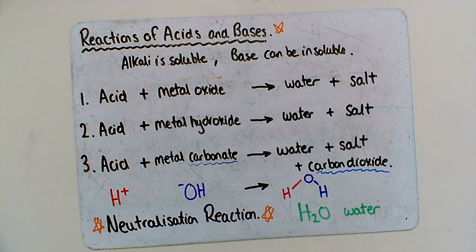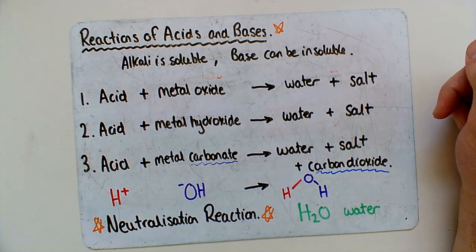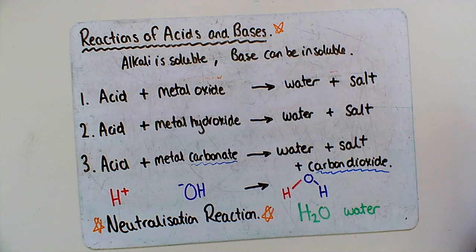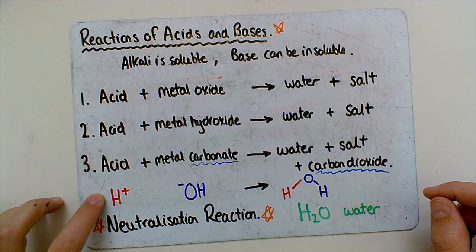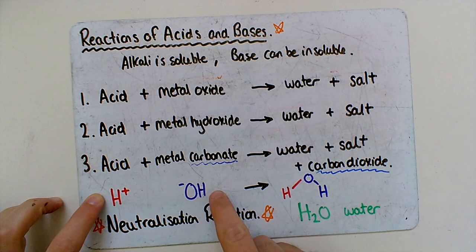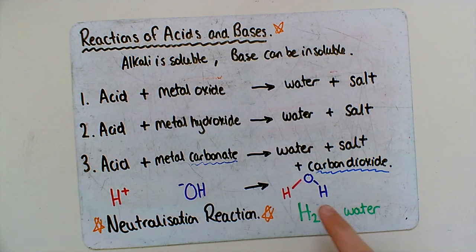Today we looked at the reactions of acids and bases, which we call neutralization reactions. We need to know that acids plus metal oxides produce water and a salt. Acids plus metal hydroxides gives us water and a salt. Acid plus a metal carbonate gives us water, salt and carbon dioxide. Water is always formed in a neutralization reaction because the hydrogen ion from the acid and the hydroxide ion from the base or alkali combine to give us a water molecule.